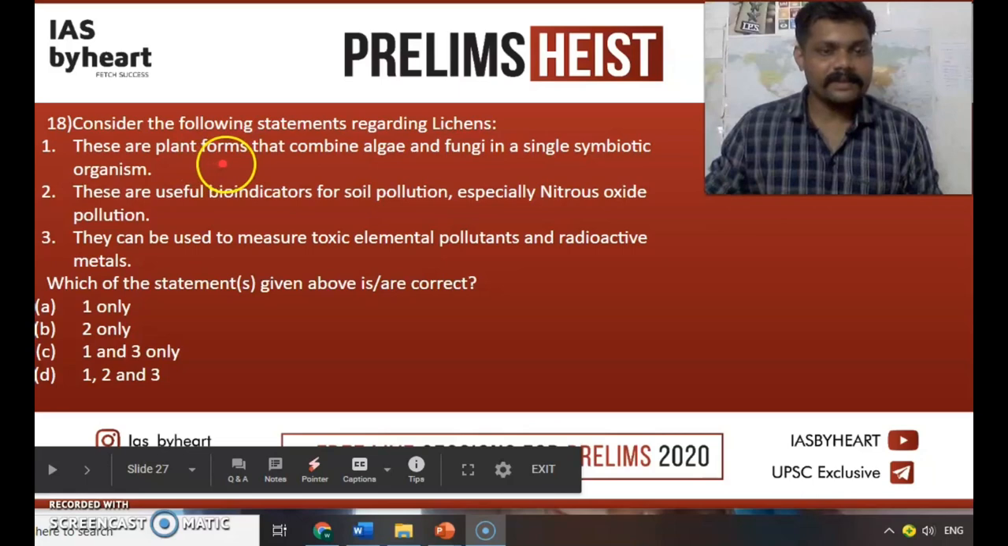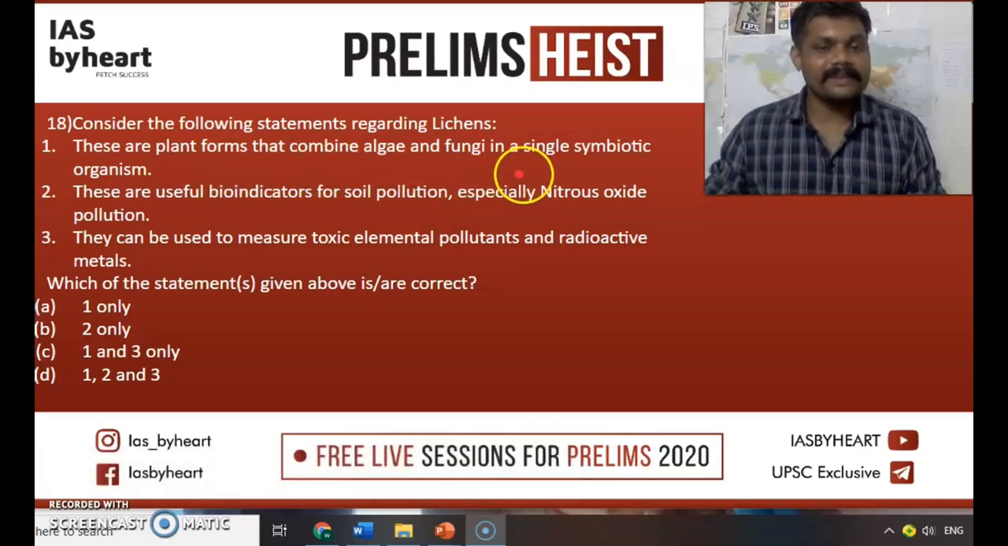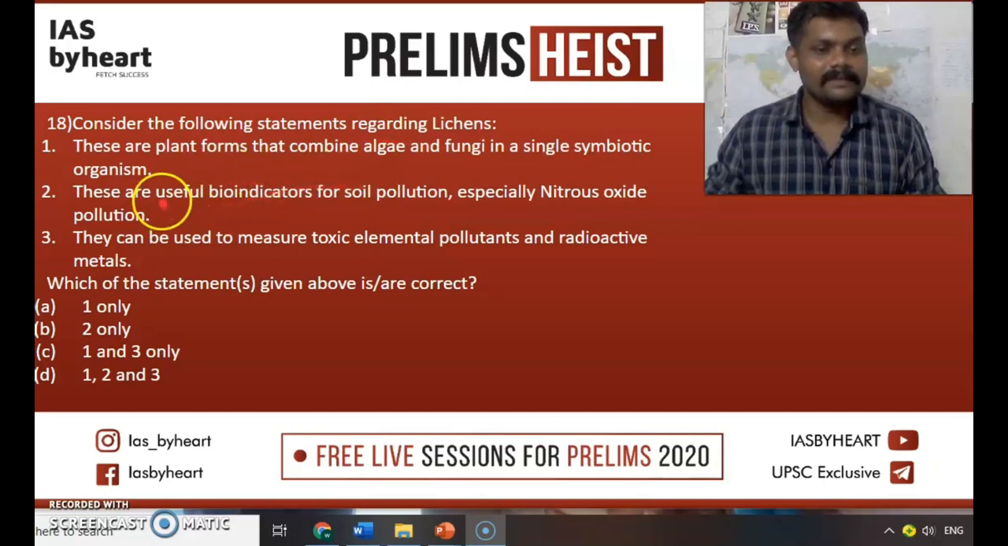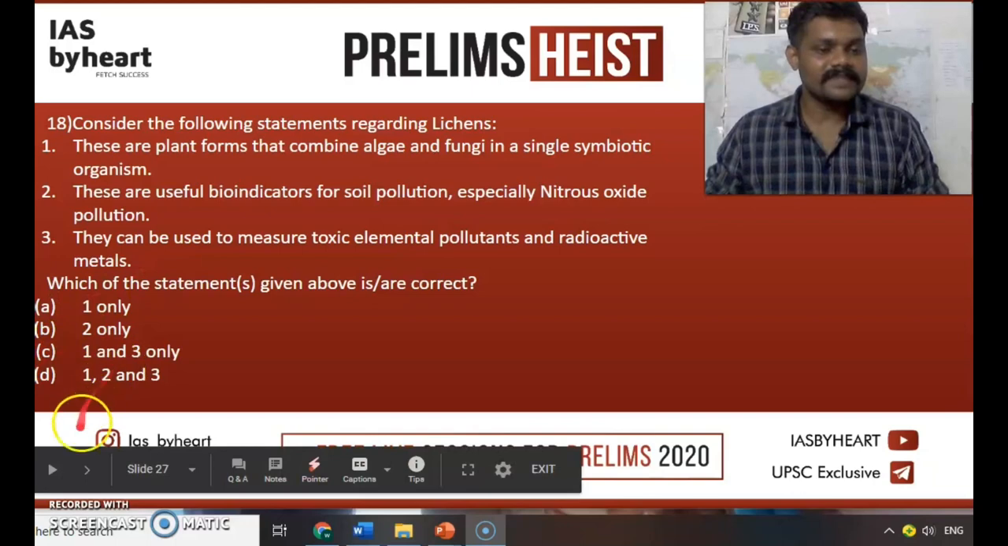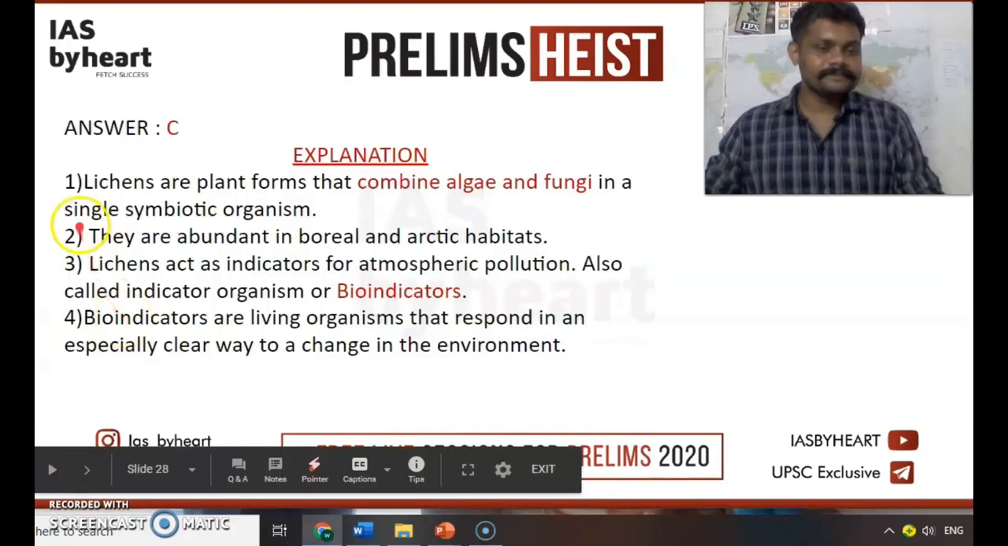These lichens are the combination of algae and fungi in a single symbiotic organism. Yes, this is the definition of lichen, so this is right. But this is not useful for soil pollution, this is useful for air pollution. So the second statement is wrong. They can be used to measure toxic elemental pollutants and radioactive metals. Yes, this is right. So our answer is 1 and 3 are right statements. So option C.